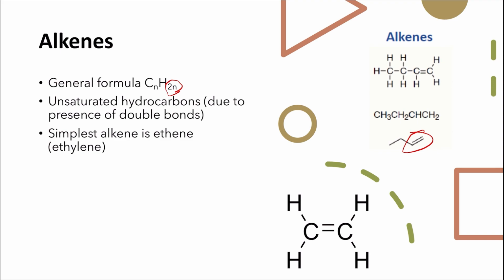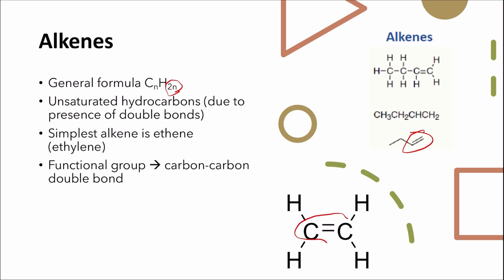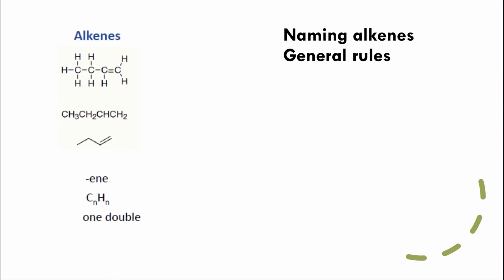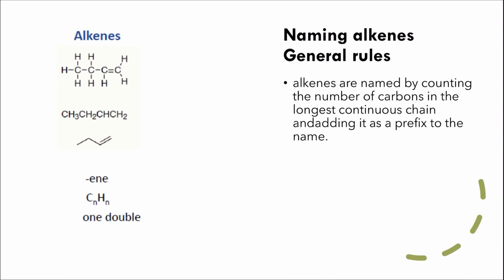The simplest alkene is ethene, or ethylene, because we need a carbon-carbon double bond, so there is no alkene with only one carbon. The simplest one is the one with two carbon atoms, which is ethene. The functional group for alkenes is the carbon-carbon double bond. To name alkenes, we use the same general rule we used for alkanes. We use the prefix, which refers to the number of carbon atoms in the chain, and then the suffix "-ene" instead of "-ane" for alkanes.